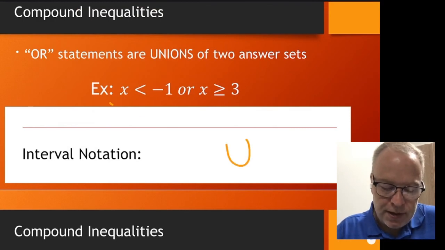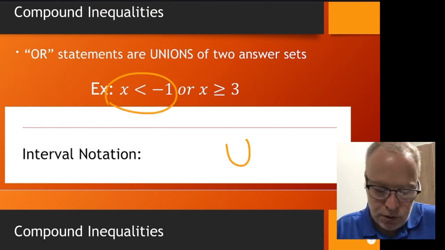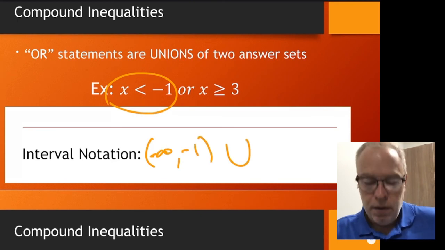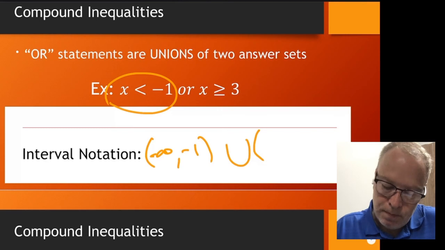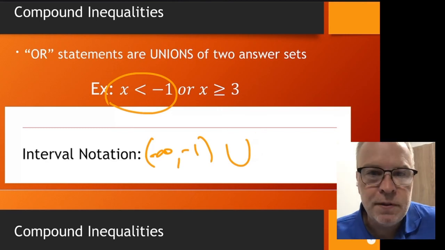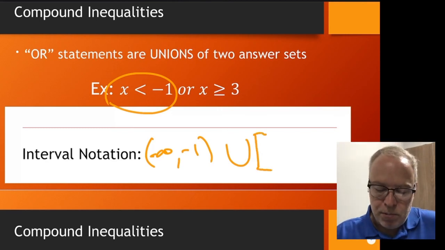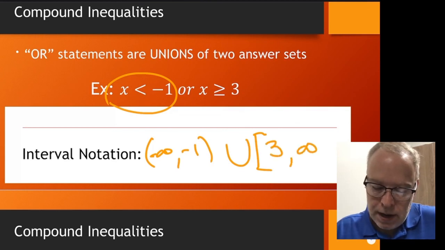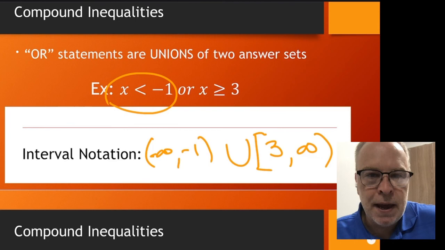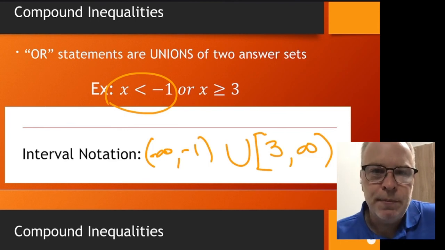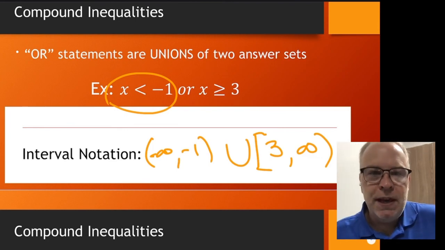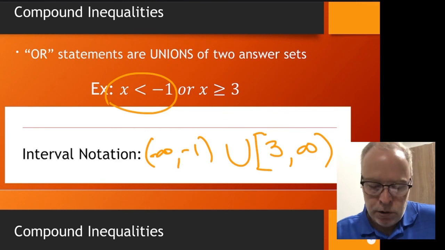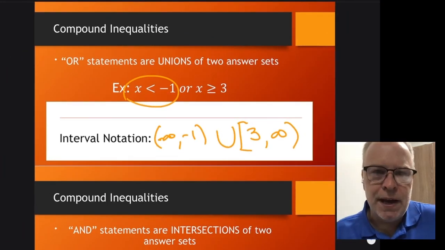So this says x is less than -1. That would be negative infinity all the way up to -1, union. And then we start again. Oops, boy, just haven't had enough coffee this morning. We're going to put a bracket. We're going to start at 3 and then go all the way up to infinity and beyond. You probably said it with me, right? Okay, and that would be the answer. That's how you'd write that in interval notation, and I went over that in the last video.